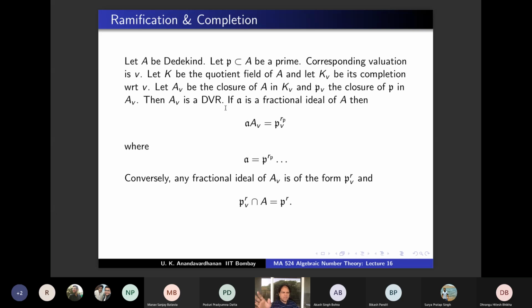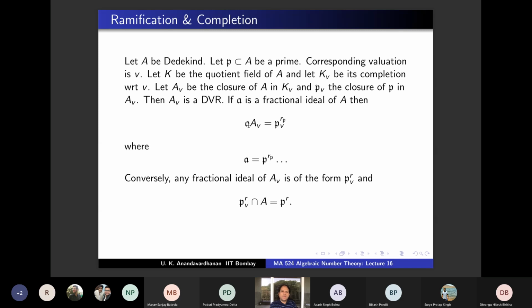PB will be a product where the ramification indices come, and after localization, from this observation, it's exactly the same ramification index that will come for a given prime P. Of course, when you localize, there's only one prime.